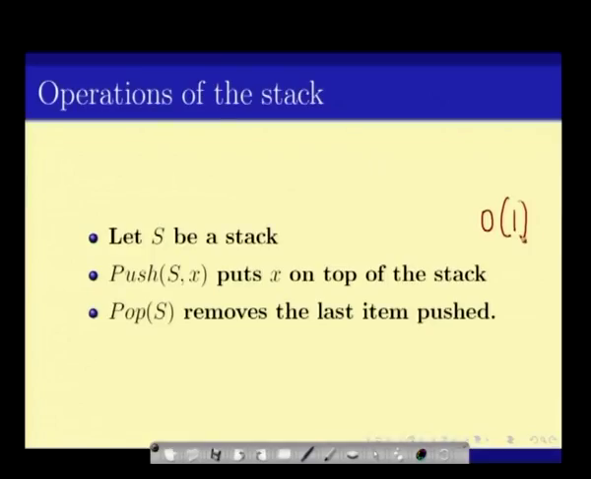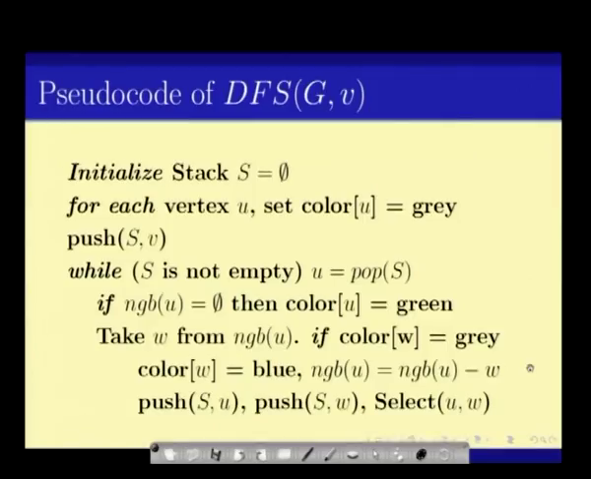Now, once we have this stack, we can have our pseudocode. Pseudocode is again simple. We have this stack, it is initially empty. We color all the vertices gray. We push the vertex from which we have to do the DFS. So, it is like DFS of (G, v). We have been given the graph G and the vertex from which we have to do the DFS, which is v. We push the vertex v into this stack, and as long as the stack is not empty, what we do is that we look at the topmost element in this stack.